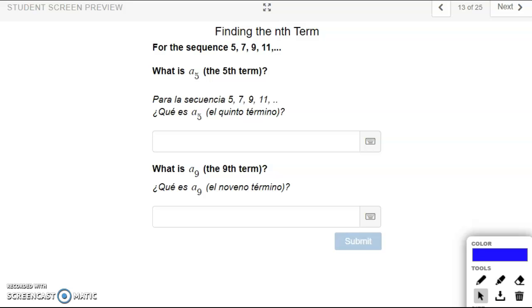So that means we can do likewise. We can add another 2 here because everywhere else has been increasing by 2. That leaves us with 11 plus 2, which is 13. So I know that a sub 5 is going to be 13.